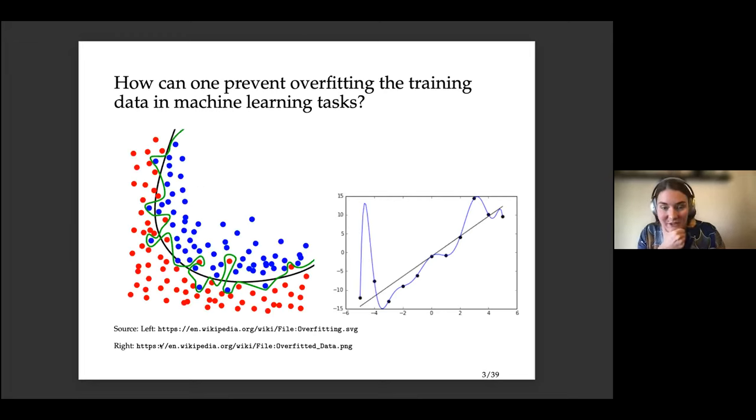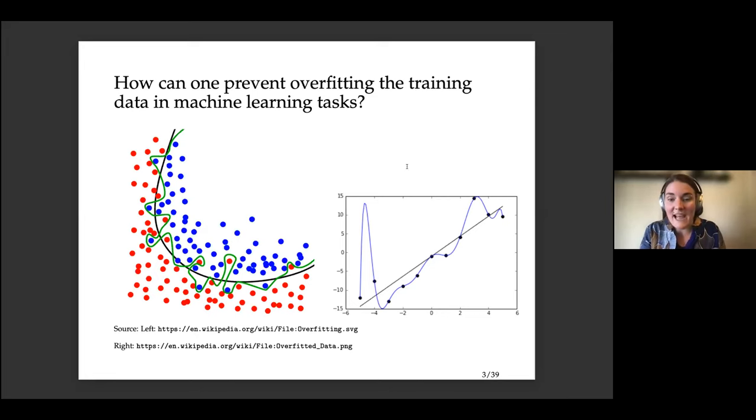So another question that goes back to the really fundamentals of modeling is, what can we do to prevent overfitting? Obviously with things like deep neural networks, there's a great potential to overfit. So there are a lot of different things that have been created to prevent this overfitting. And here I have these two images that I just took from Wikipedia.